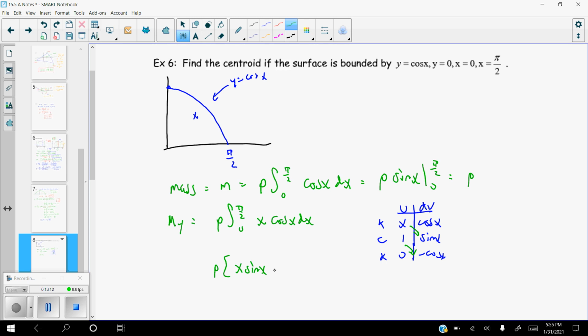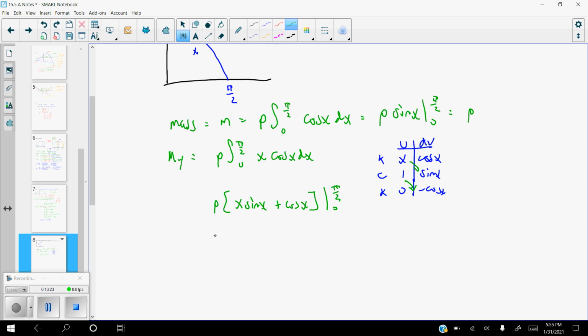Change the sign, so plus cosine of x, evaluated from 0 to pi halves. So we're going to get rho times, let's see, if we plug in pi halves, we're going to get pi halves times sine of pi halves, which is 1. So that's pi halves plus cosine of pi halves, which is 0. So we just get pi halves for the first one, minus, plugging in a 0 for x sine x, you get 0. Plugging in 0 for cosine of x, you get 1, so it's minus 1. So it looks like we get rho times pi halves minus 1. That's our moment of y.